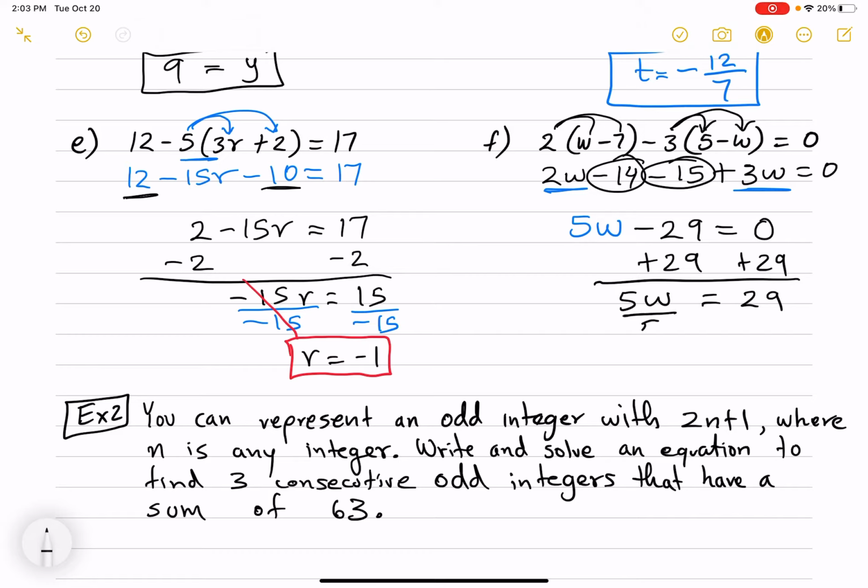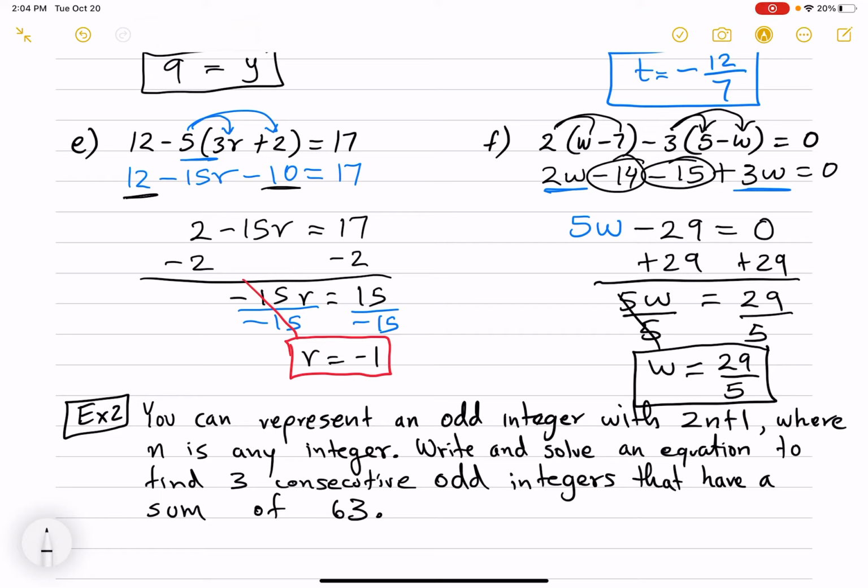And dividing both sides by 5 gives us our answer. Now 25 and 9 don't have anything in common. They don't divide by the same numbers, so we leave it like that. That's our final answer. Okay.